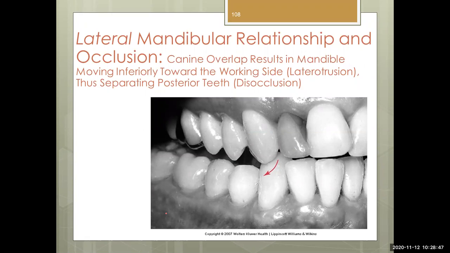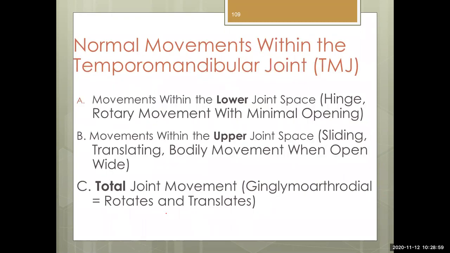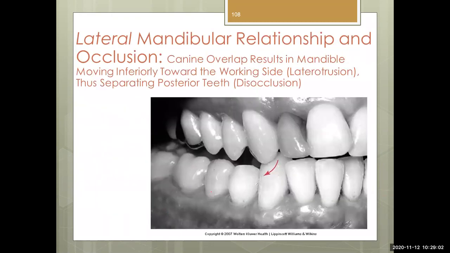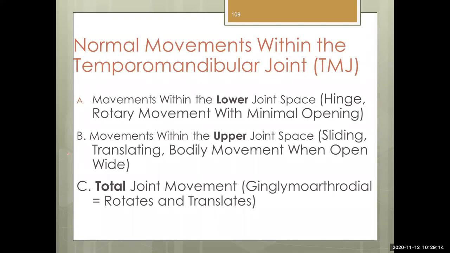Then we've got our lateral mandibular relationship and occlusion. That's when you're taking that jaw side to side. You're getting canine incisal edge to canine incisal edge. When you do that, the only teeth that should be touching are these two canines. There should be space and there should be space if the teeth are in good canine relationships.